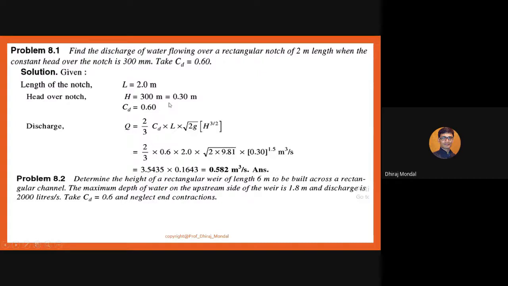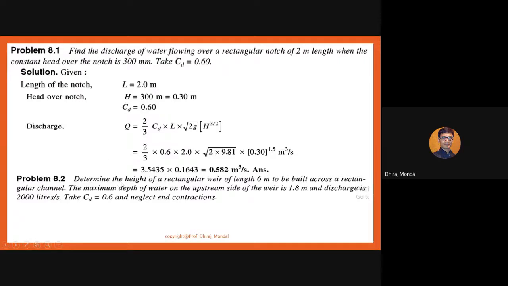So L is given, H is given, CD is given, and Q is equal to, we know, 2 by 3 CD L into root over 2GH, H to the 3 by 2. Put all the values and you will get the answer. So this is how you can calculate the discharge. Basically, it can be asked in the exam, but right now in your lab, I will be finding out the CD value only.